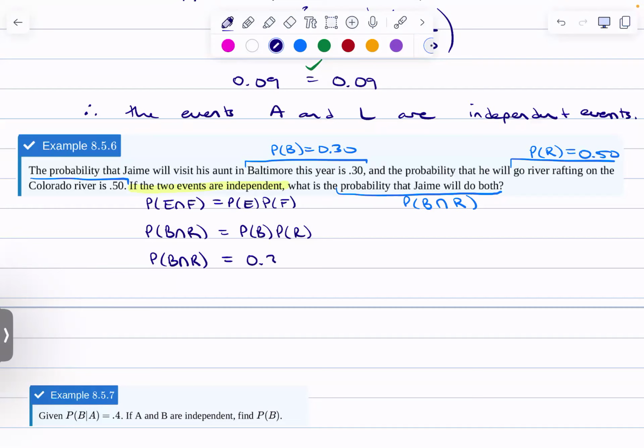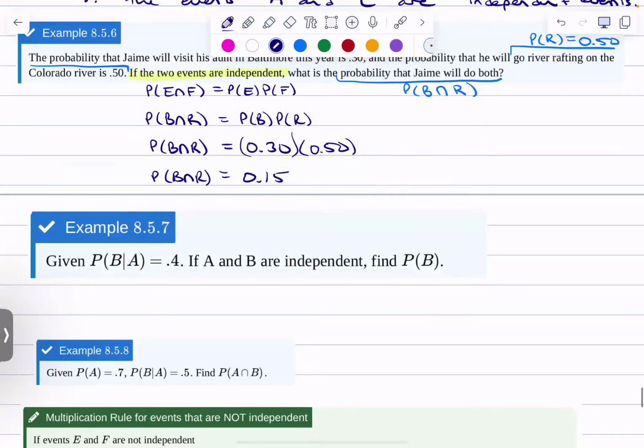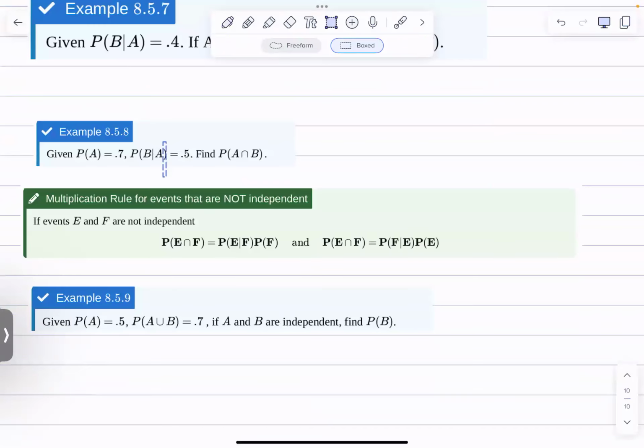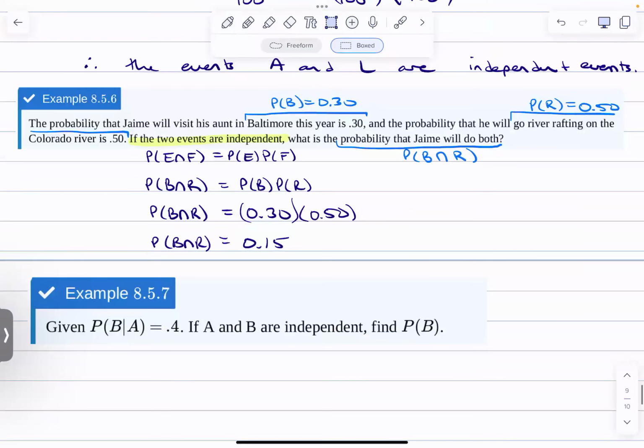But knowing that they're independent, I'm allowed to multiply them to get 0.3 times 0.5, and I get the probability that he'll do both is 0.15. Because true to form, I feel like they do a hard example and then a bunch of easy ones.